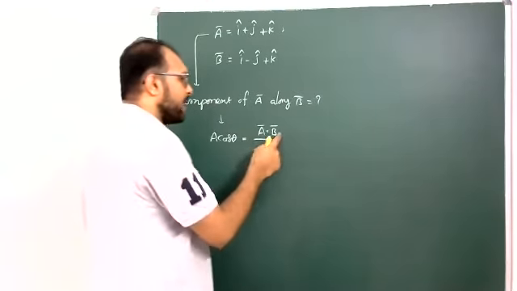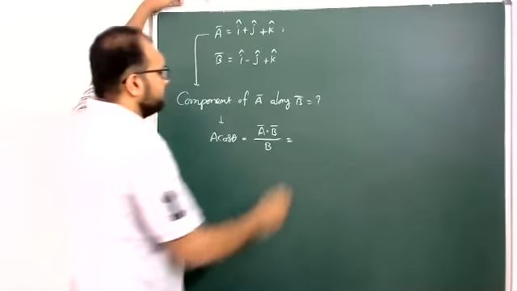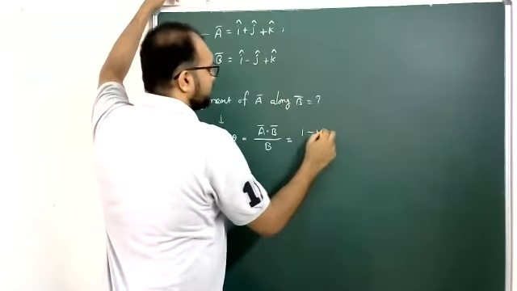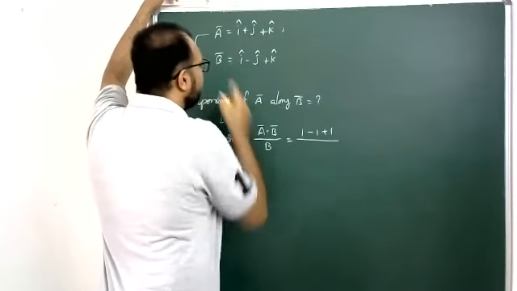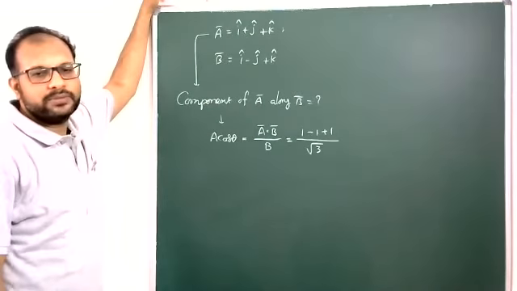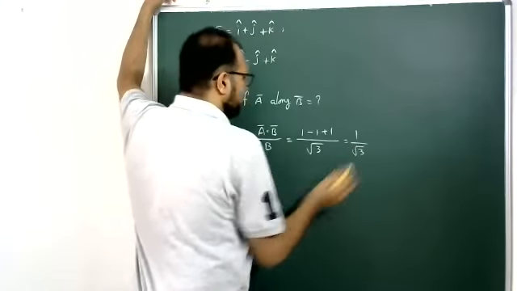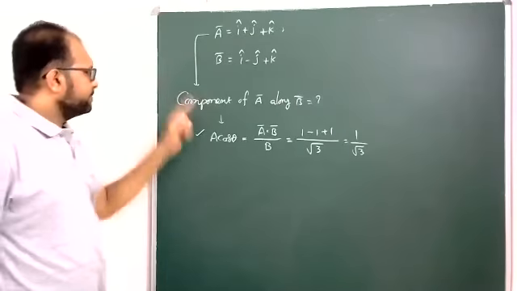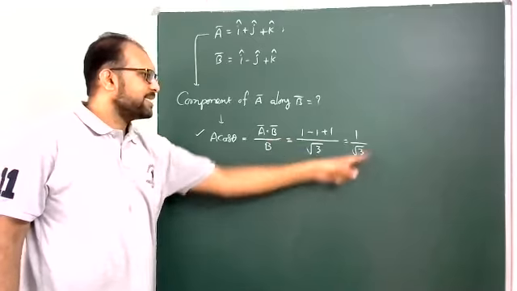So now A bar dot B bar by B means A bar dot B bar: 1 into 1 minus 1 plus 1, divided by the magnitude of only B bar, that is root over 1 square plus 1 square plus 1 square, root 3. So this is 1 divided by root 3. This is A cos theta. The component of A bar along B bar is A cos theta, which is 1 by root 3.